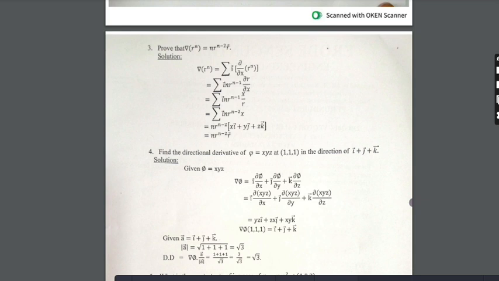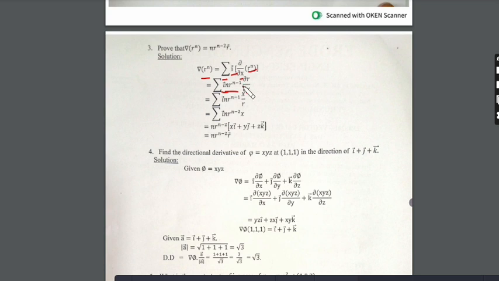Next, third question. Prove that del of r power n equal n r power n minus 2 into r vector. First of all, I am going to write for del r power n. So instead of i, j, k, I am simply writing it as summation i vector dou by dou x of r power n. So differentiate r power n with respect to x, I get n r power n minus 1 into dou r by dou x. So there is i vector before it, just substitute i vector here.